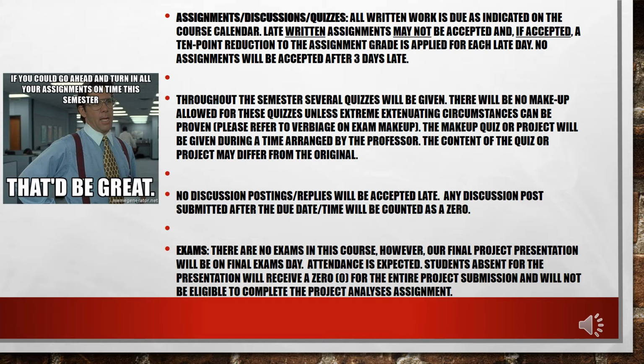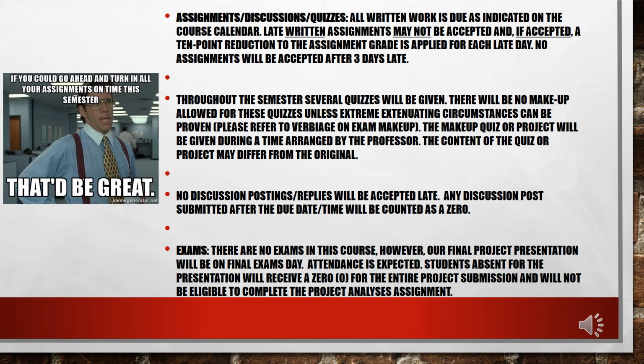If you are absent on the day that the presentation is given by your group, you will get a 0 for the entire project submission. And there's a second portion to that project where you will evaluate other students' projects, and you will not be eligible to complete that. And if you look at the grading, the group project itself is worth 20% of your overall grade, and the evaluation is worth 5%. Keeping in mind, if you miss that one day, you'll miss 25% of your grade, which makes your maximum grade in the course a 75%, meaning you'd have to get 100 on everything else.